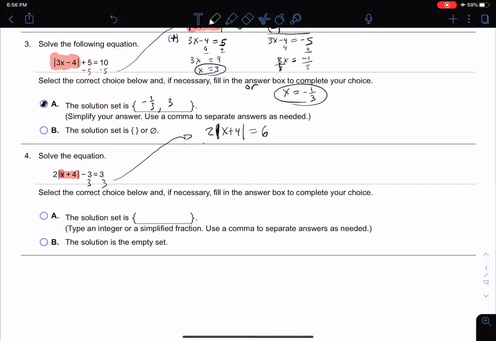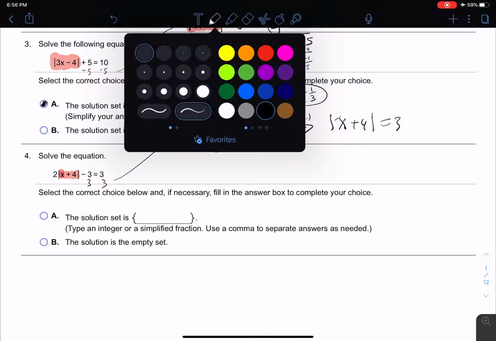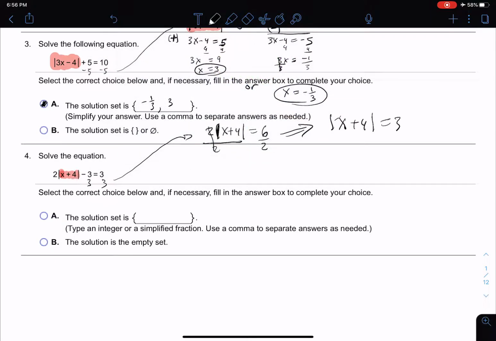I still want to get that absolute value by itself. I still have a multiply by 2 right here. So I'm going to divide by 2. And I'm going to write the result over here because of space. That gives me absolute value of x plus 4 equals 3. So here's our absolute value equation. Notice what I did was I didn't solve for x yet because of the absolute values, but I did isolate the absolute value expression on one side, on the left side. Okay, so now that I've got this set, I'm all ready to do the positive negative case, right?